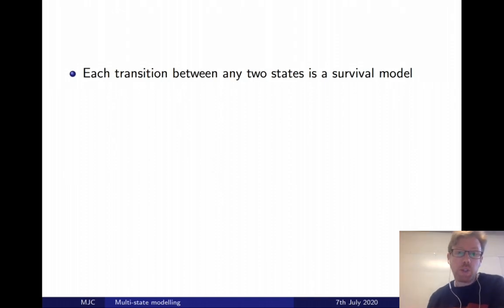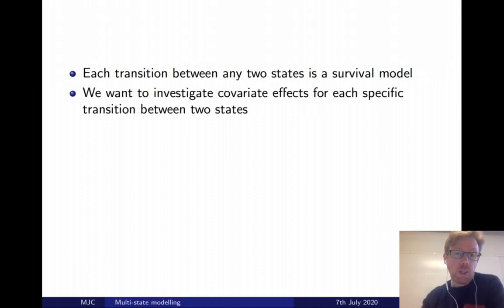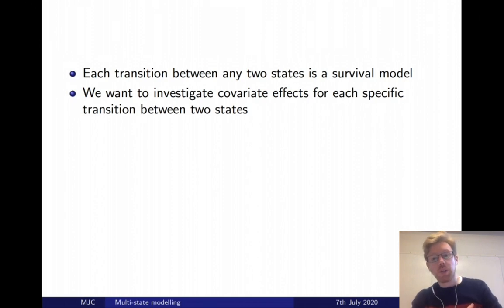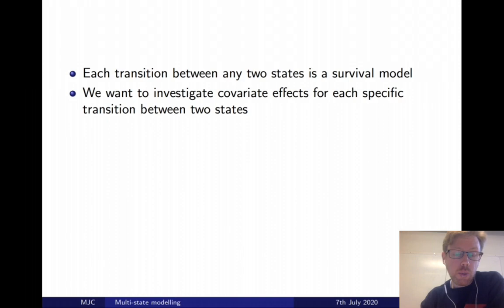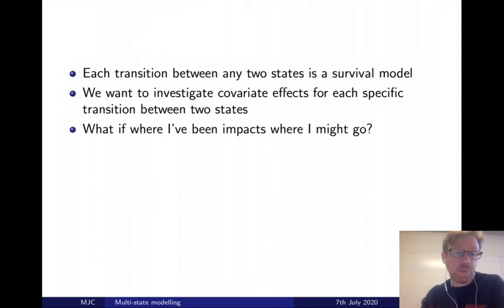So each transition between any two states can essentially be thought of as a survival model. It's governed by a transition rate. And of course, we want to investigate covariate effects for each of these specific transitions between any two states. Of course, what if where I've been impacts where I'm going? So the fact that I've had previous MIs, previous strokes, does that impact my future risk of death?